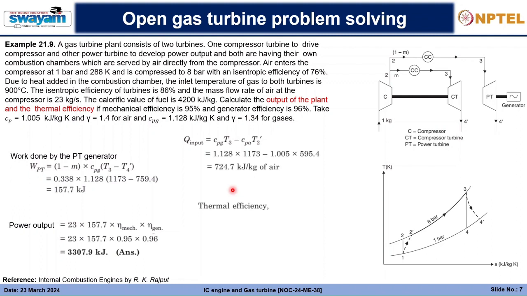Then we calculate the thermal efficiency, which is simply work output divided by heat input. We consider the per kg value, because the other is simply 23 times that, and we need the thermal efficiency not of the plant, but of this whole cycle. We get a value of 21.76%.